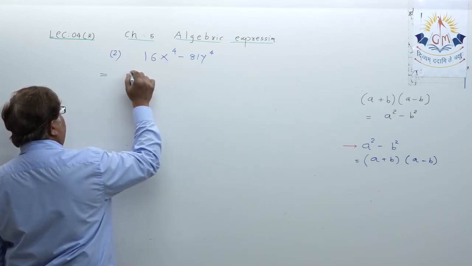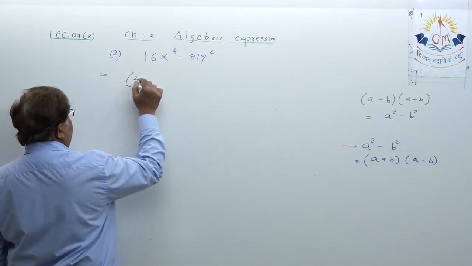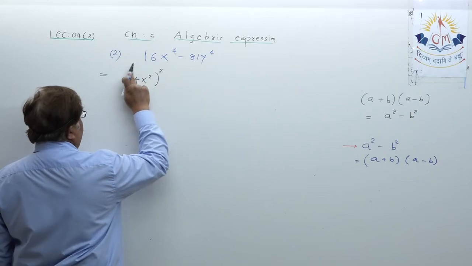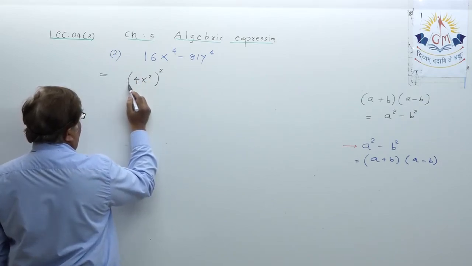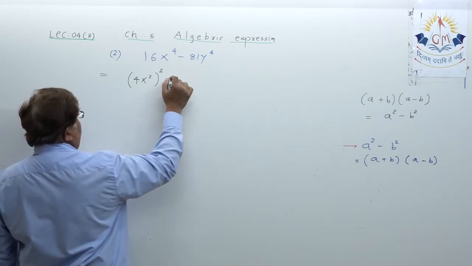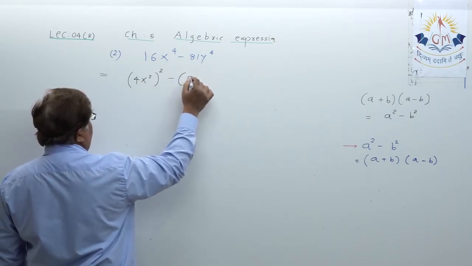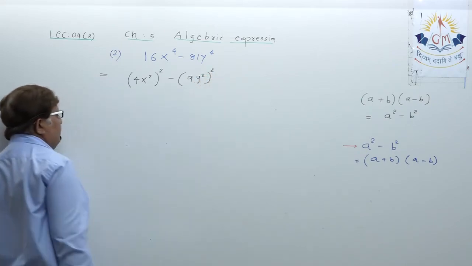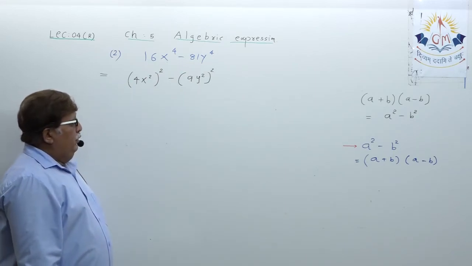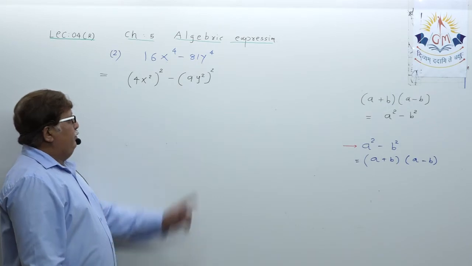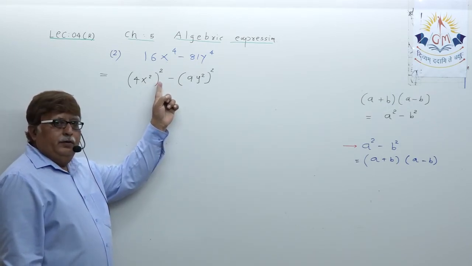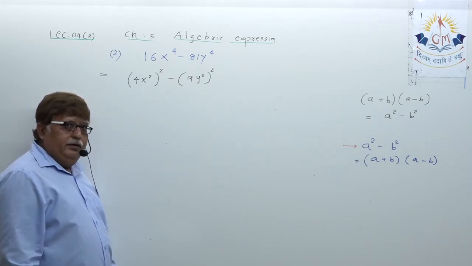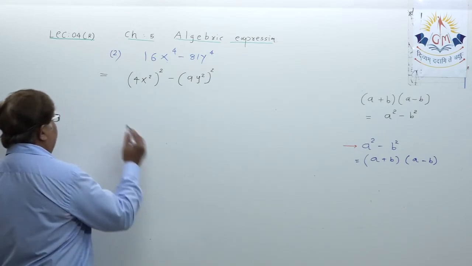Take out the square root of this. It is 4x square whole square. Okay. Square root of this, 9y square whole square. It is already expressed as a square minus b square, one time plus one time minus.